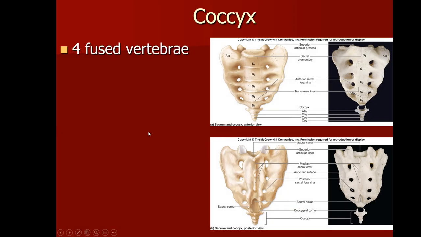And then the coccyx, 4 fused vertebra. There's really not a whole lot else to say. It's basically your tailbone. So CO1 through CO4 are the regions.